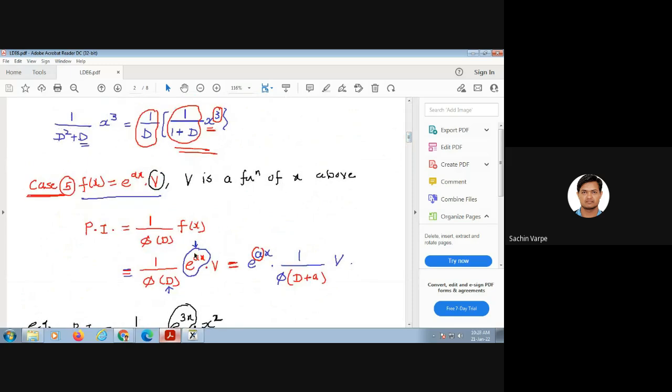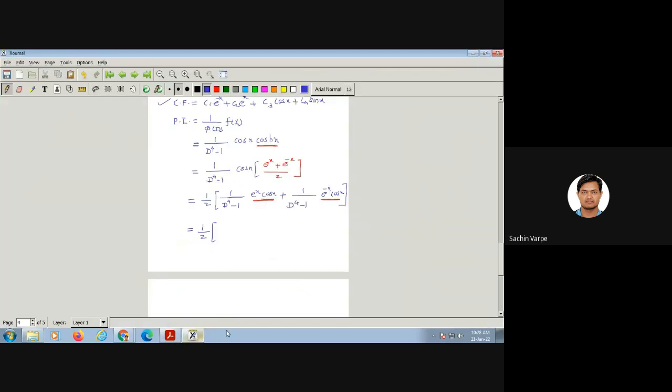What that case says is, we write the exponential function outside the operator and immediately we replace D by D plus a there. Clear to everyone? So we use that case. We write the exponential function outside the operator, and when we write, we replace D by D plus a. What is a? a is 1.